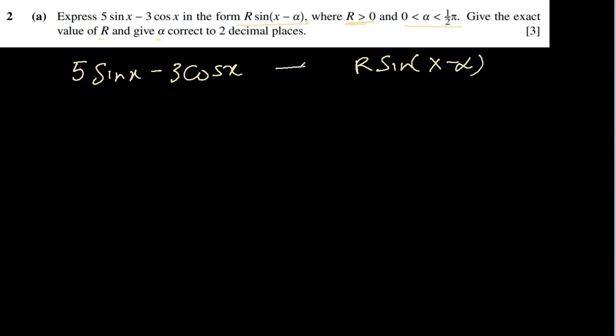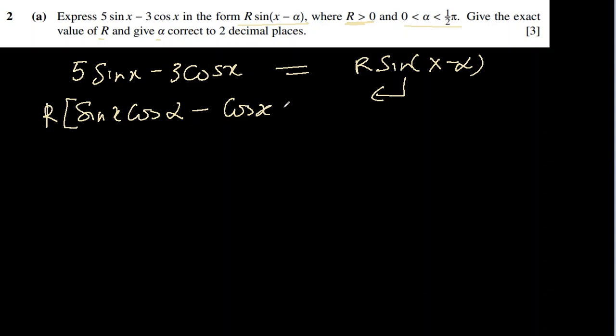5 sin x minus 3 cos x, and let's expand this below it. It is r sin(x minus alpha), which is equal to this, and we will expand it just below the expression we have. It will be r, and let's start a bracket here, sin x cos alpha minus cos x sin alpha.